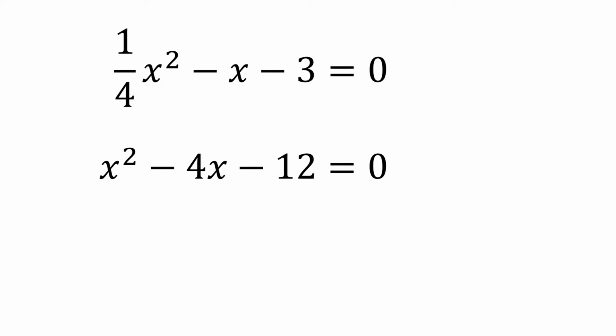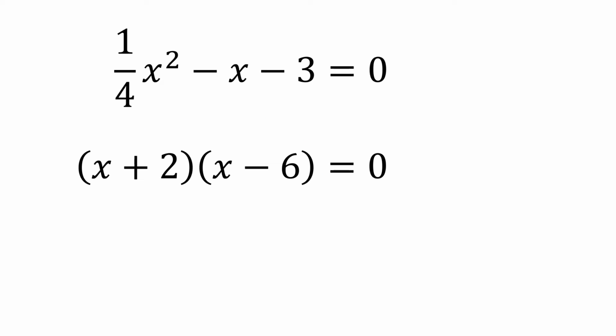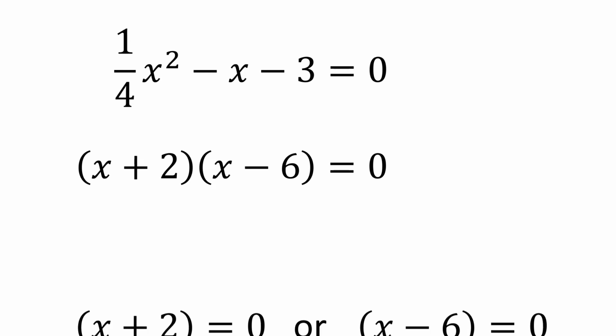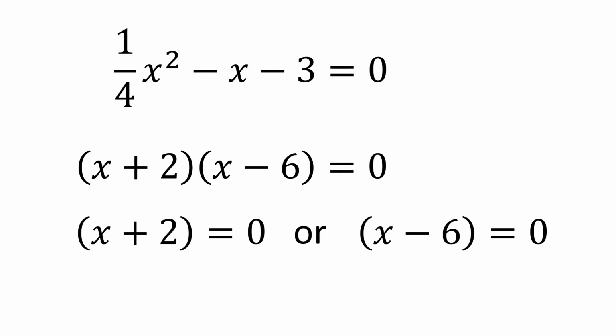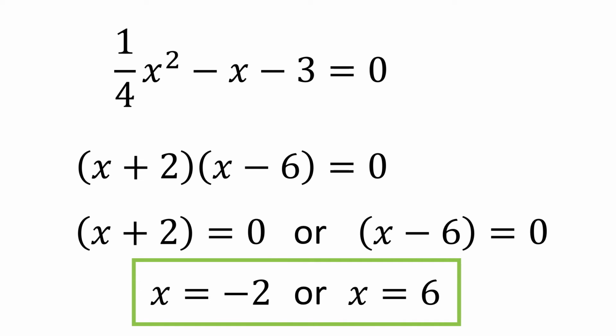Now we can factor this trinomial and write x plus 2 times x minus 6 equals 0. Using the zero product property, we have x plus 2 equals 0 or x minus 6 equals 0. Solving these two linear equations, we have x equals negative 2 or x equals 6. So therefore, x equals negative 2 or x equals 6 is the solution of the equation.